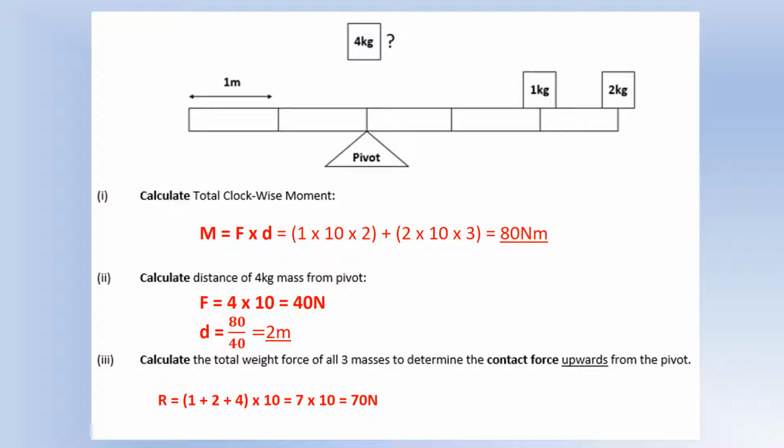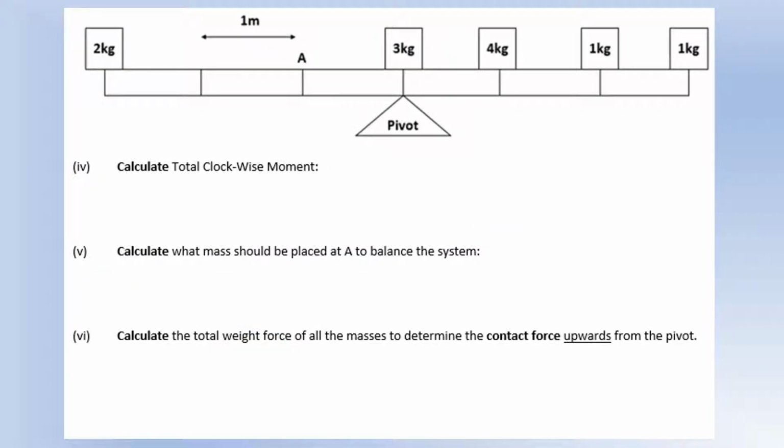Okay, so let's have a look at a slightly different problem. We've got another type of balancing problem, and this time we're trying to figure out what mass we should place on A to make the system balance. So we're going to approach it the same way. I'd like you to pause the video, have a go and see if you can solve what goes on A, and then we'll review it so we can check.